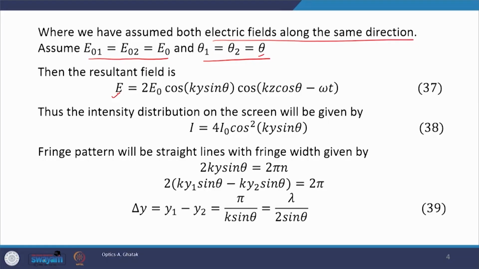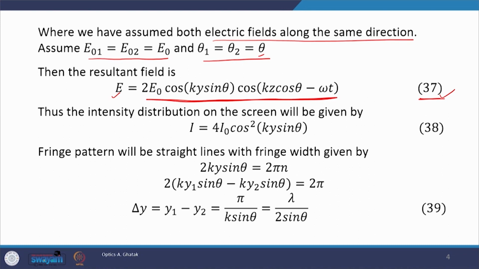How to calculate the resultant field? Add the two fields, and what are the two fields? E1 and E2. Therefore, the resultant E would be equal to E1 plus E2, and if we perform some simple mathematics, then this is the final expression which we would be left with. The resultant disturbance, or resultant field, is given by equation number 37 here. Once the resultant disturbance is known, we can quickly calculate the irradiance.